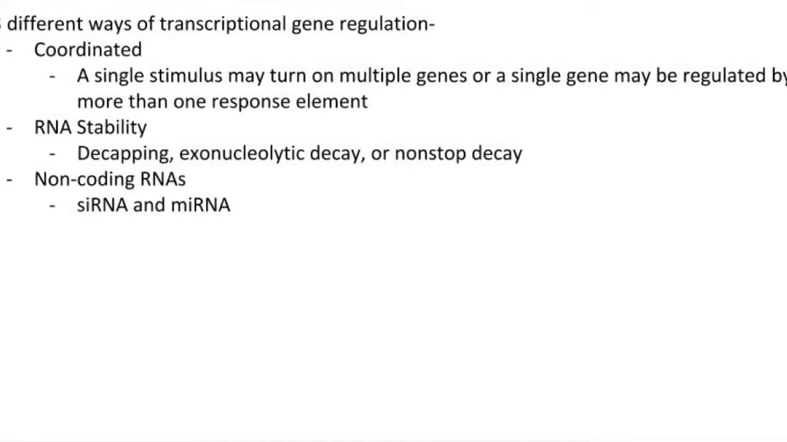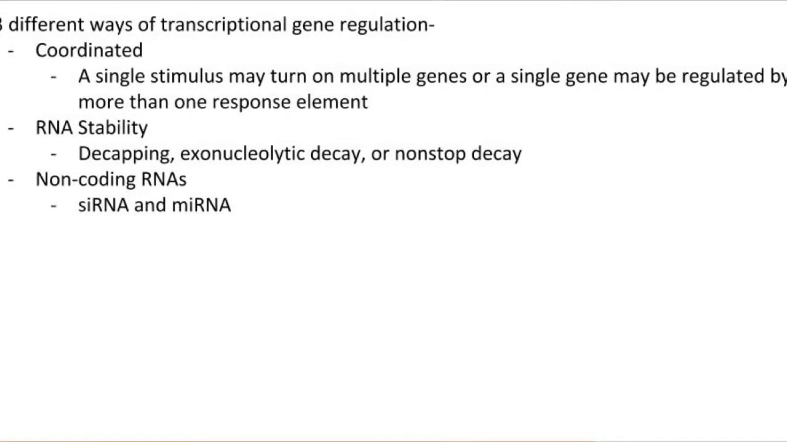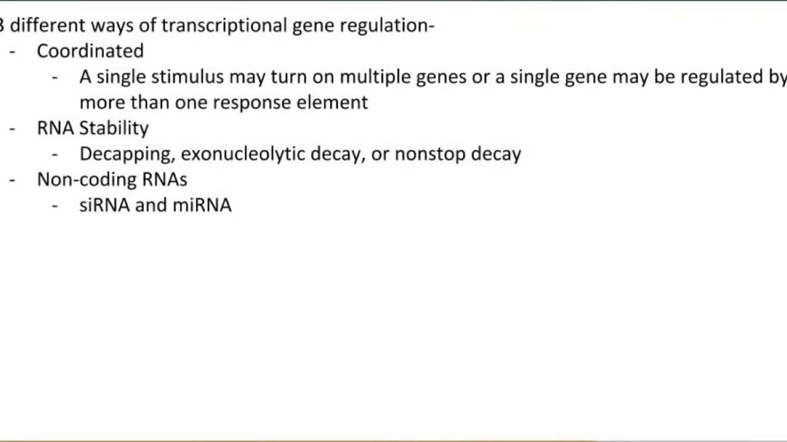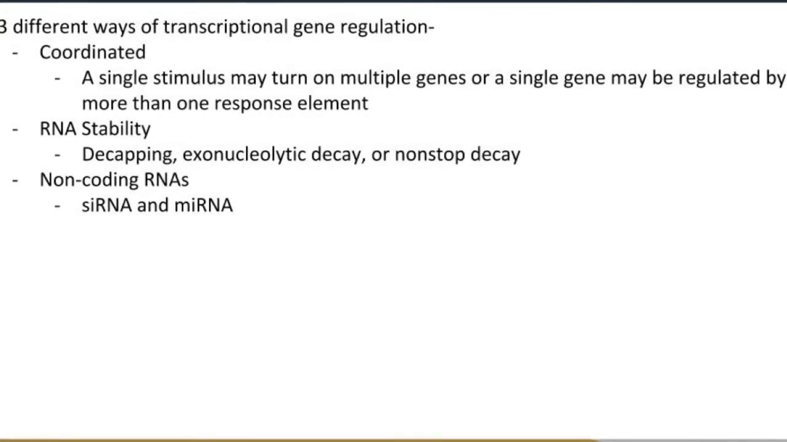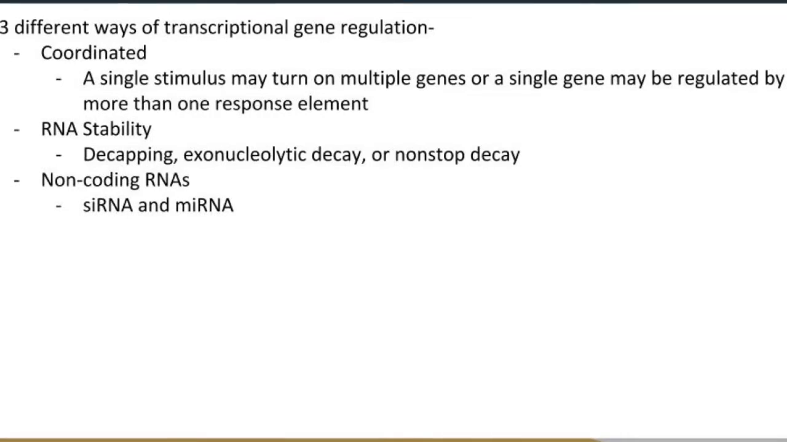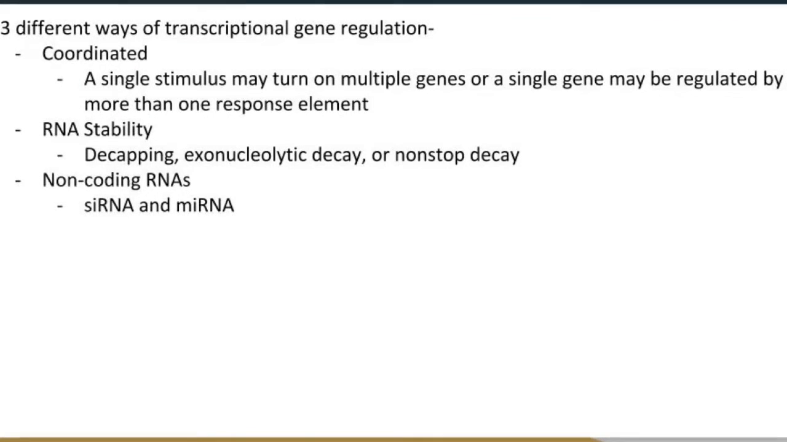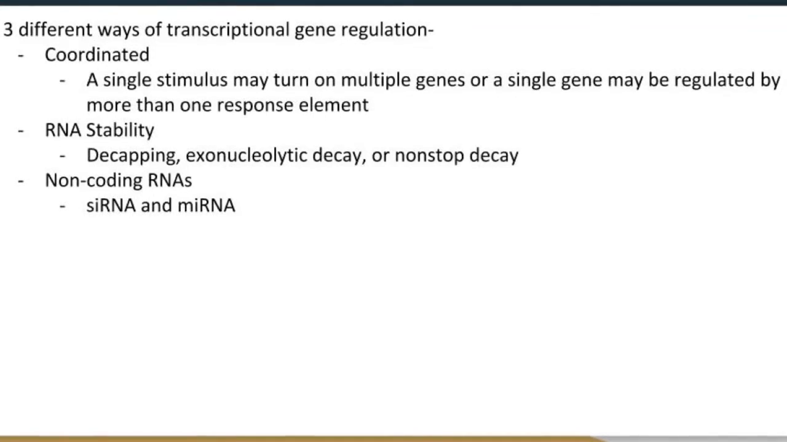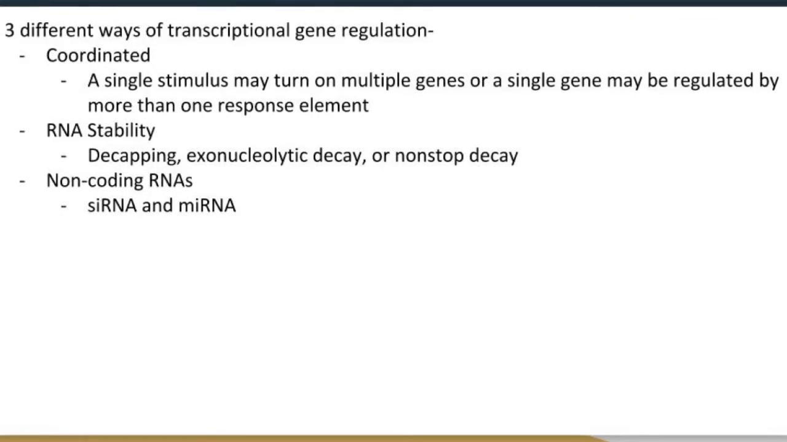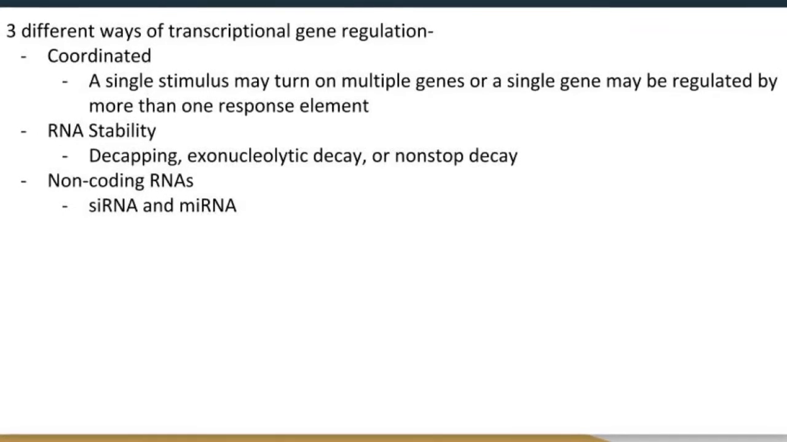There are three different ways of post-transcriptional gene regulation. We have coordinated, RNA stability, and non-coding RNAs. The coordinated is when a single stimulus may turn on multiple genes, or a single gene may be regulated by more than one response element. So either one transcription factor binds to multiple genes, or multiple transcription factors bind to one gene.